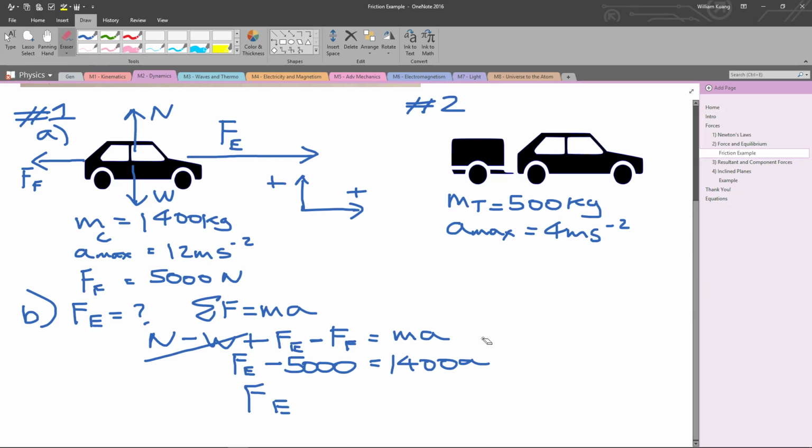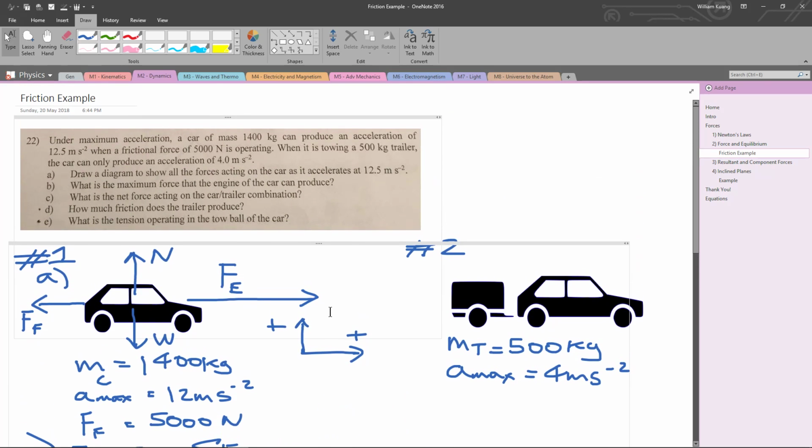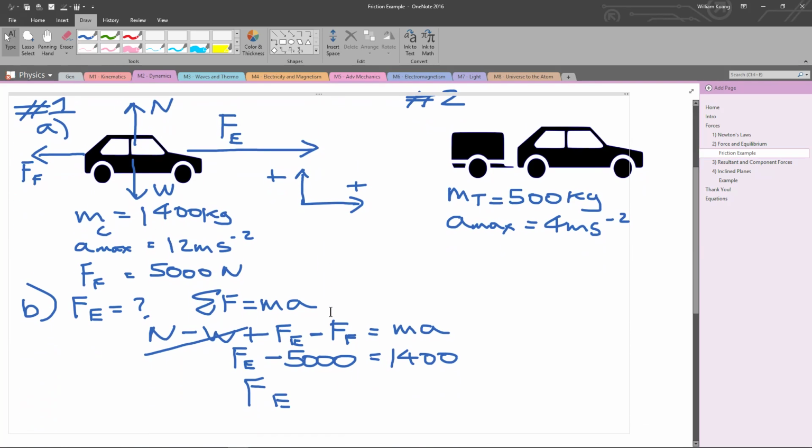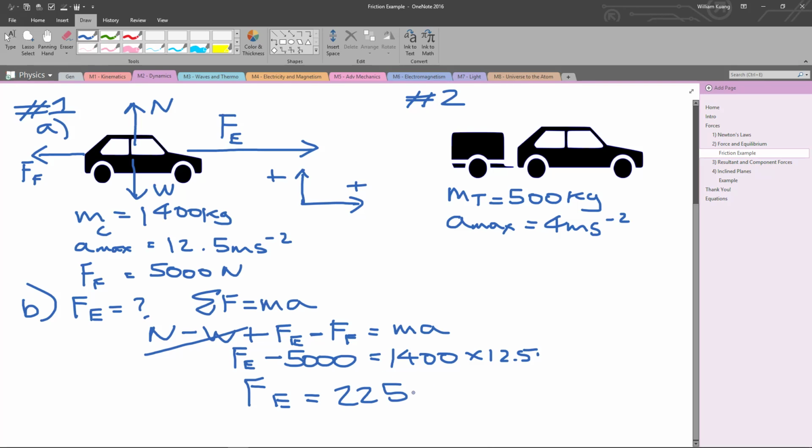So the acceleration, in this case, we're actually told the acceleration is 12.5 meters per second squared. So I just made a mistake here. And so we're told that 12.5. And basically what you really get from this is, if you take out your calculator, you get the result 22,500 newtons.